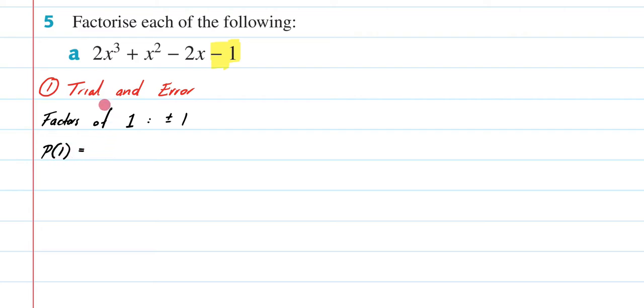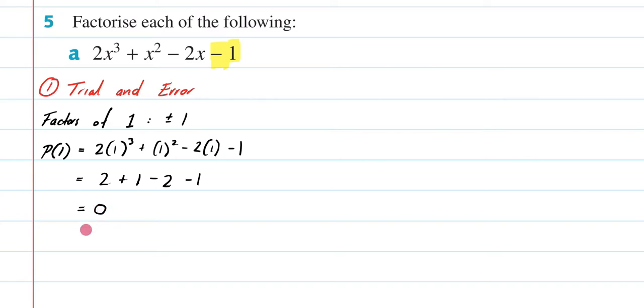So it's going to be 2 times 1 cubed plus 1 squared minus 2 times 1 minus 1, which is going to be 2 plus 1 minus 2 minus 1, which is going to be 0. The fact that I get 0 out here, as we know based on our factor theorem, means therefore x minus 1 is a factor of p of x. Now this whole polynomial up here is p of x.